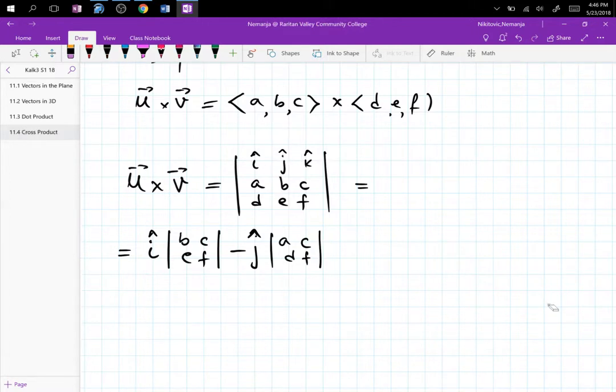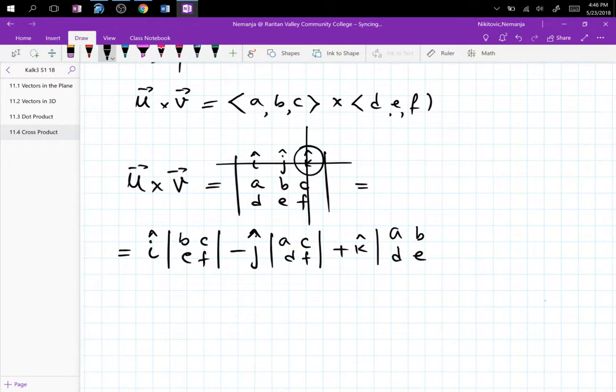And now go to K, plus K. So the signs are plus, minus, plus for IJK. So you pick plus K, delete the row and column, and you have your A, B, D, E. This procedure reduced our 3 by 3 matrix to three 2 by 2 matrices.